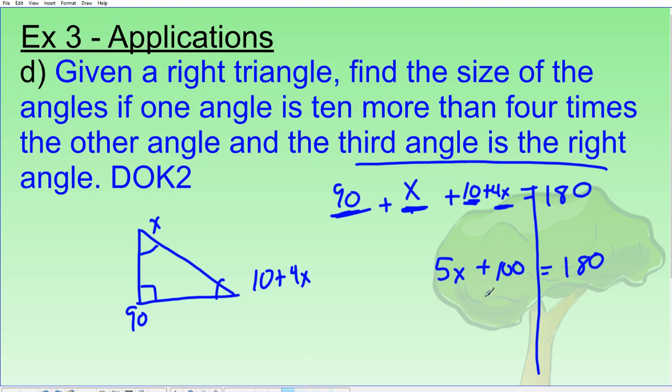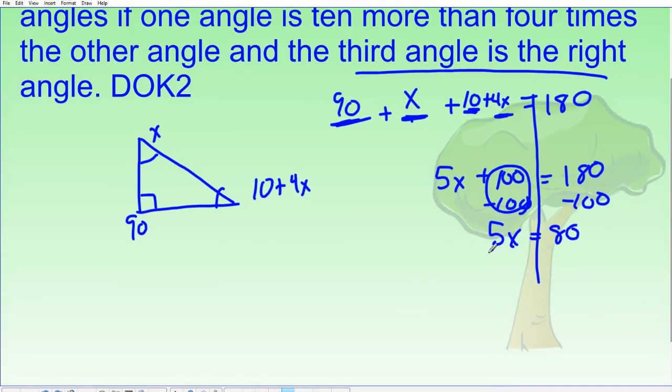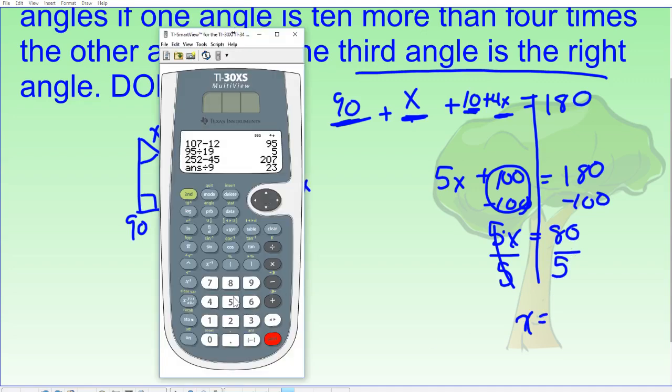So we're going to get rid of the add and subtract before this multiply. So I'm going to subtract 100 on both sides. These cancel out. We get 5x equals 80. Then, to get rid of this times by 5, I'm going to divide by 5 on both sides, giving me 1x equals. And then 80 divided by 5 is 16.